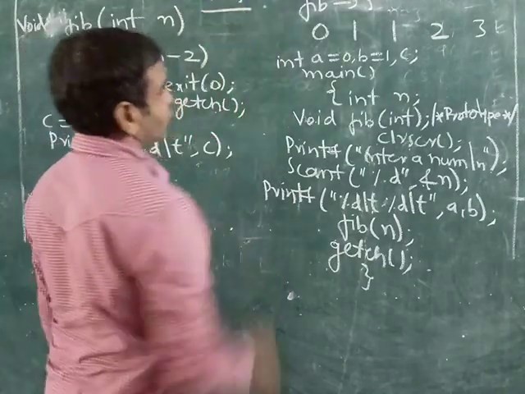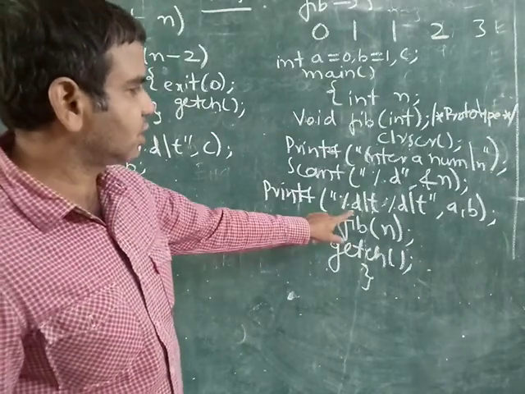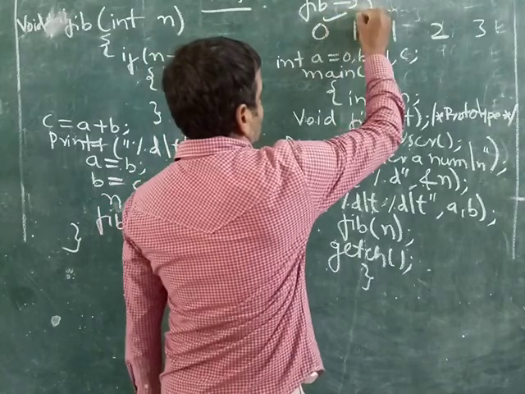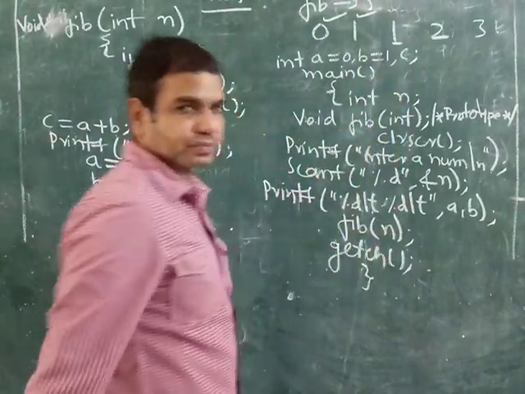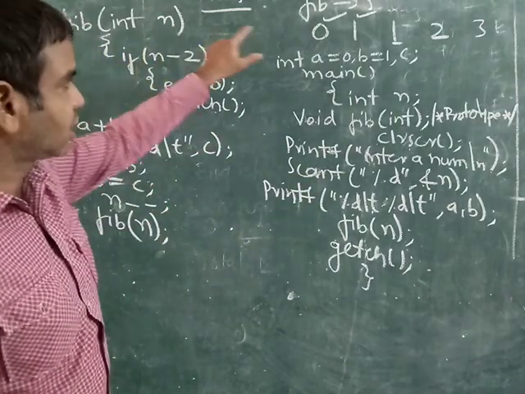So 5 means we should get the output like this. First it will display A, B. A value 0, B value 1. So 0, 1, space is there, and the cursor comes here. Now, Fibonacci series of N. N means the cursor comes here.